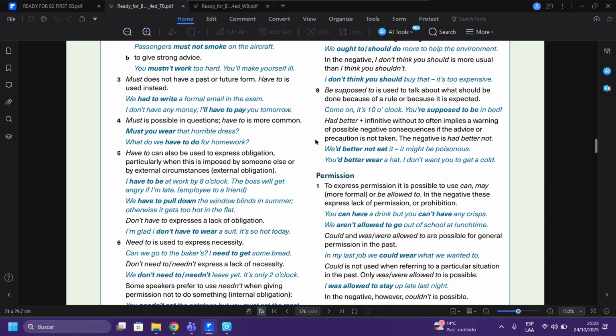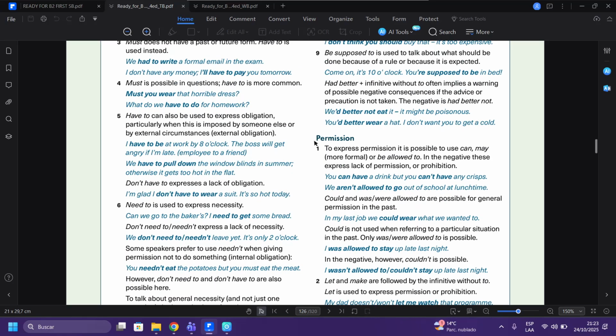The next one, be supposed to, is used to talk about what should be done because of a rule or because it is expected. For example, come on, it is 10 o'clock. You are supposed to be in bed, right?